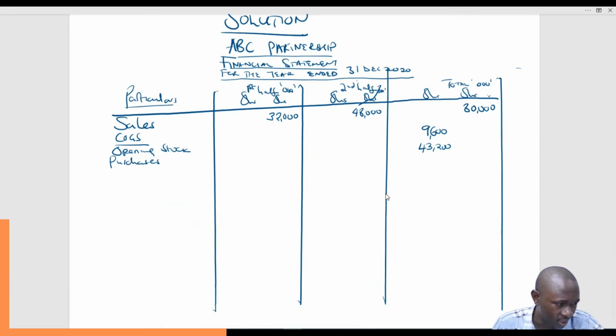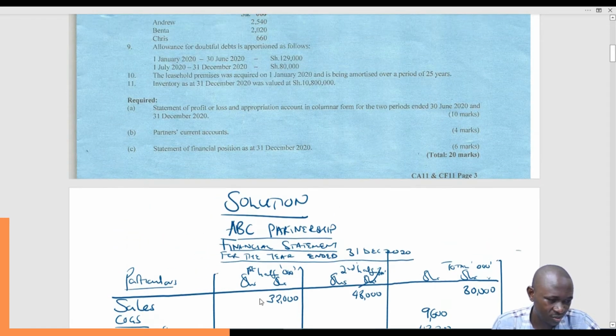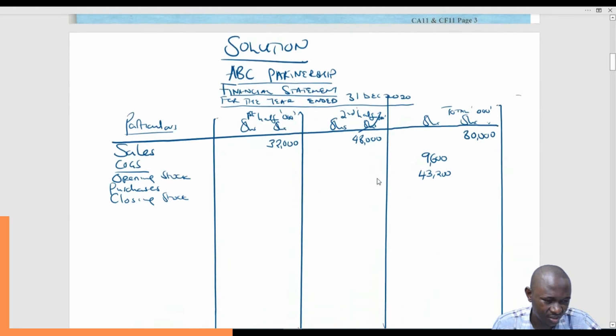Then we less what? The closing stock. I saw the closing stock figure. And this is very important because we've not been given the closing stock at the end of the first half, or the closing stock at the end of the second half. So just come here, closing stock, it's here. This is 31st December, so 10,800. That's why we are not going into this other direction of struggling with these first halves and second halves.